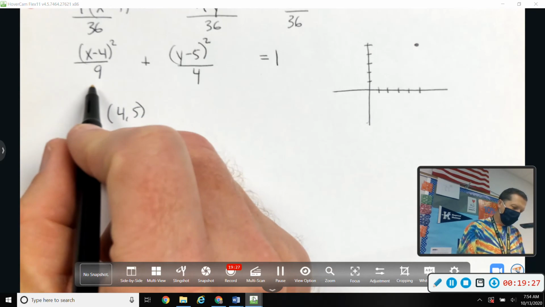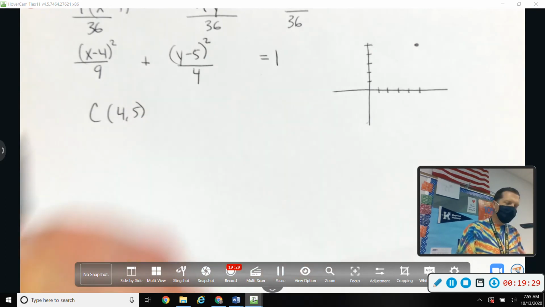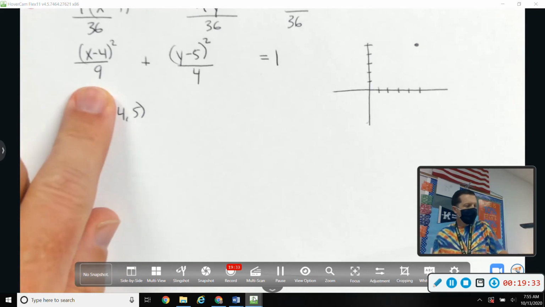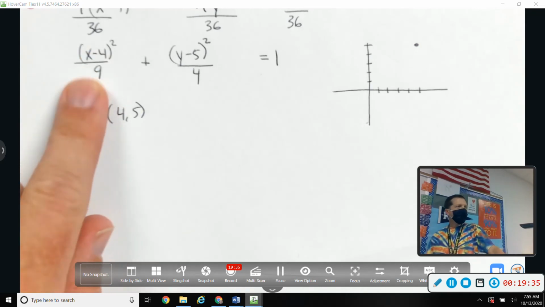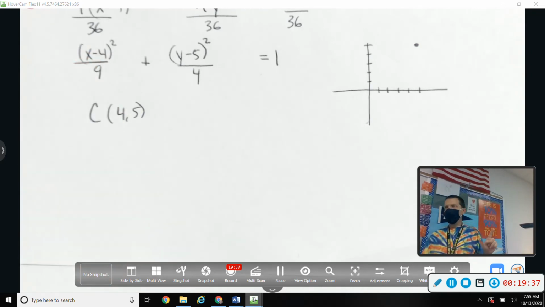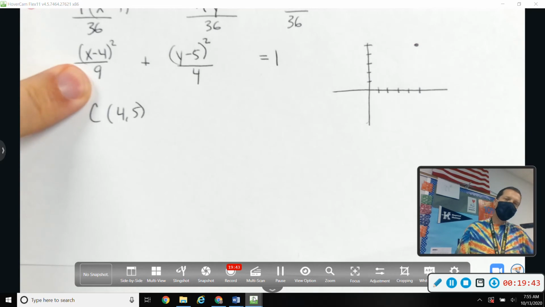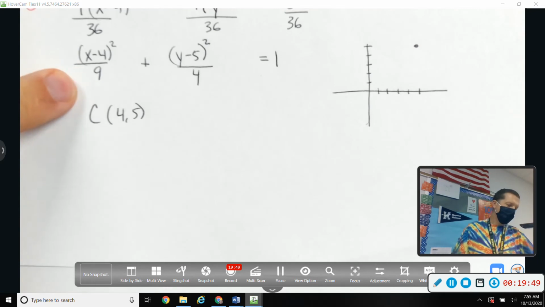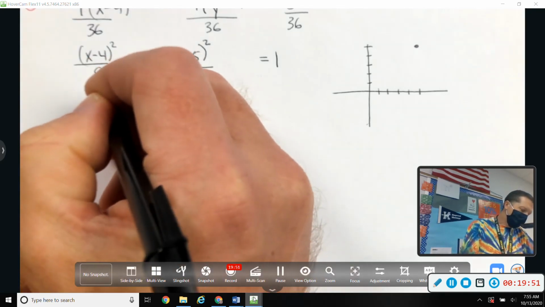Let's see. We said A is the bigger one, but I don't really care who's A and who's B. It's better to just think 9 is under the x, so how many left and right will I go? What's my left-right radius? If 9 is under the x squared term, 3. So A is equal to 3.